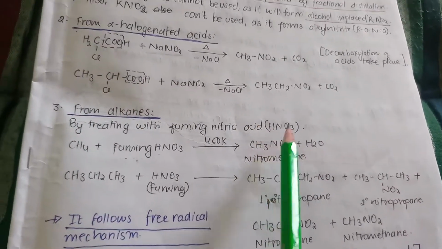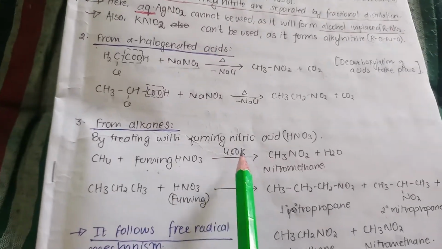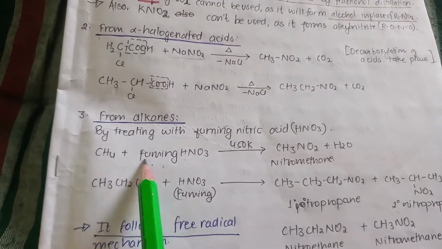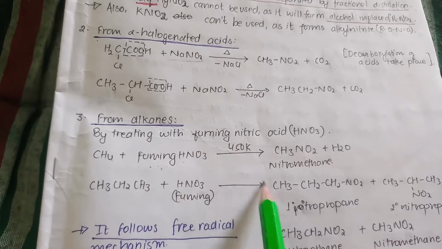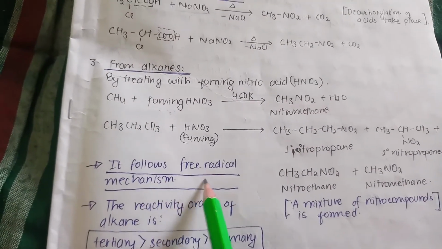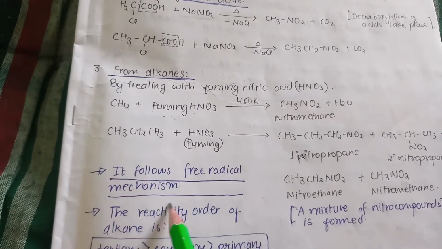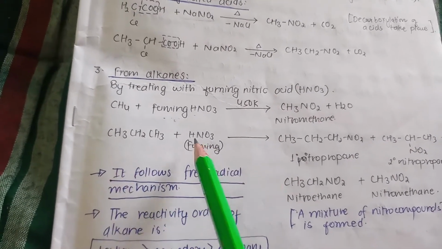Fuming nitric acid, HNO3, at a temperature of 450 Kelvin. When methane is treated with fuming nitric acid, nitromethane is formed, and this is basically a free radical mechanism. It follows the free radical mechanism because the temperature is very high.